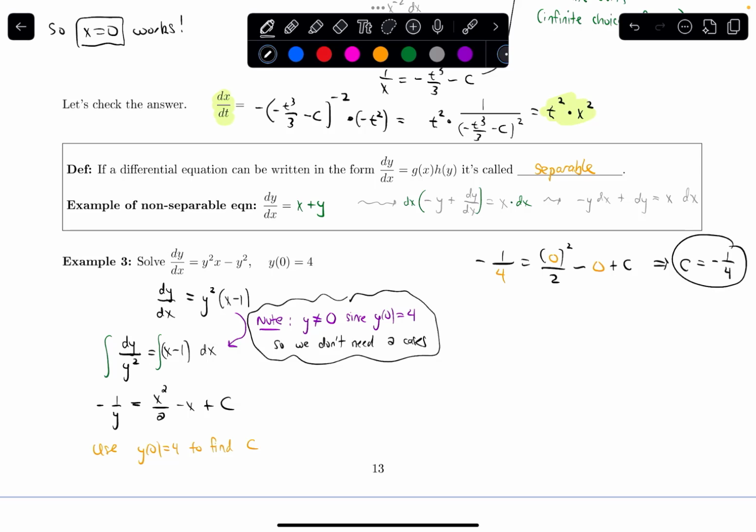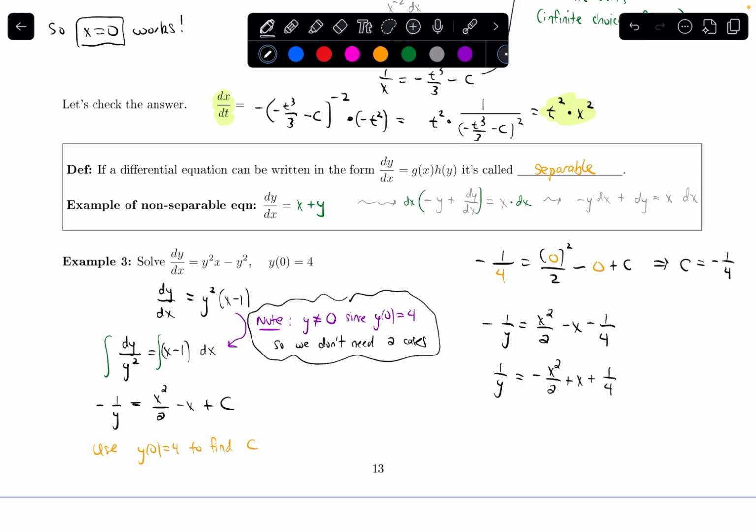So I can take that value of c, plug it back into my equation here. So doing that, I'll get negative 1 over y equals x squared over 2 minus x minus 1/4. Now I can multiply the negative over. So I get 1 over y equals negative x squared over 2 plus x plus 1/4. And reciprocal both sides. So I'll get y on the left. On the right, I get 1 all over this whole thing, negative x squared over 2 plus x plus 1/4. And we got it. This is a solution to our differential equation.